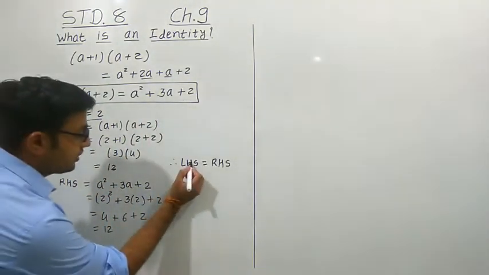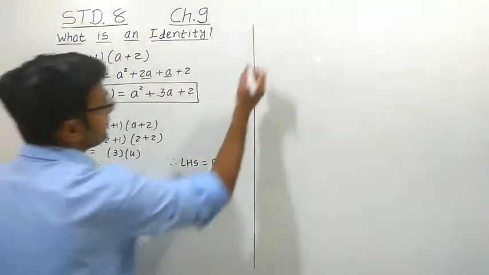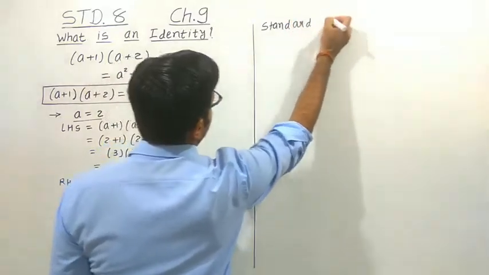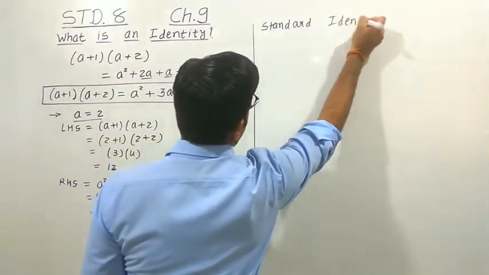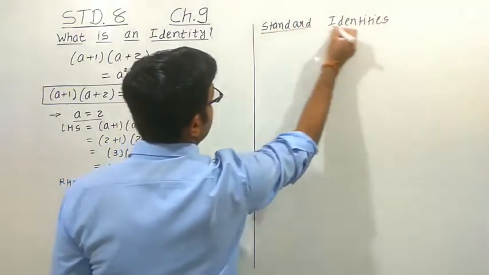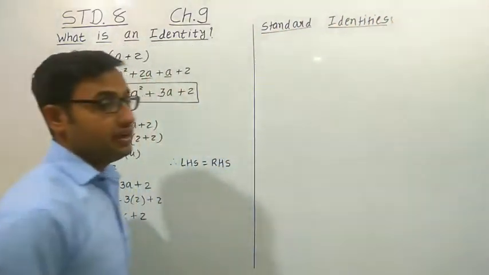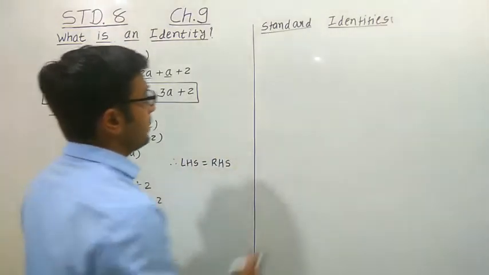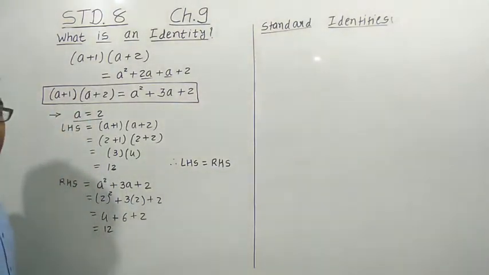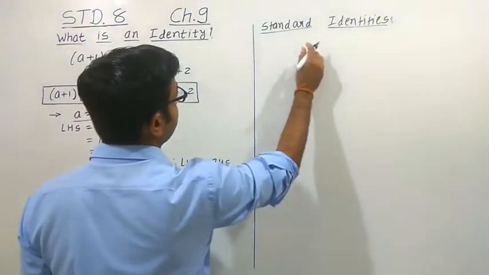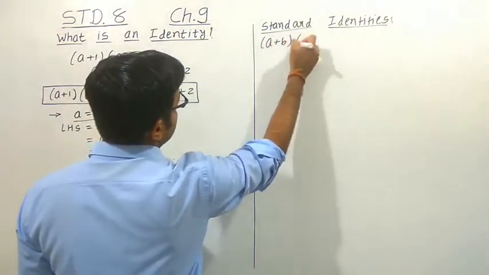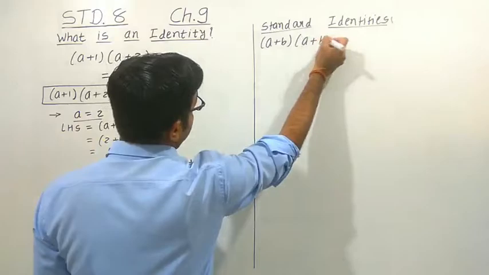Now let us study some of the standard identities that we will study further in standards 8, 9 and 10. So the first identity is that here also, as we have taken two binomials, we have to take two binomials. See, the first one is a plus b and the second one is also a plus b.